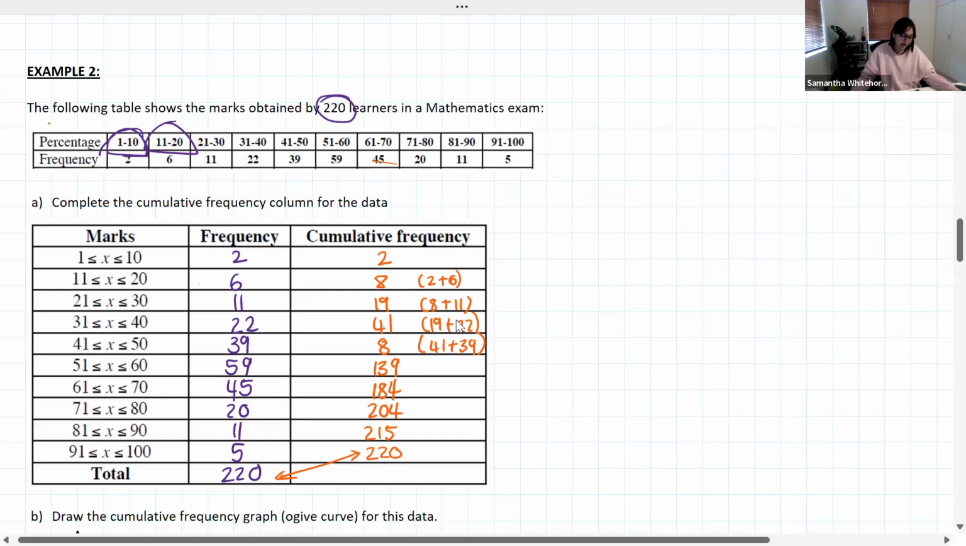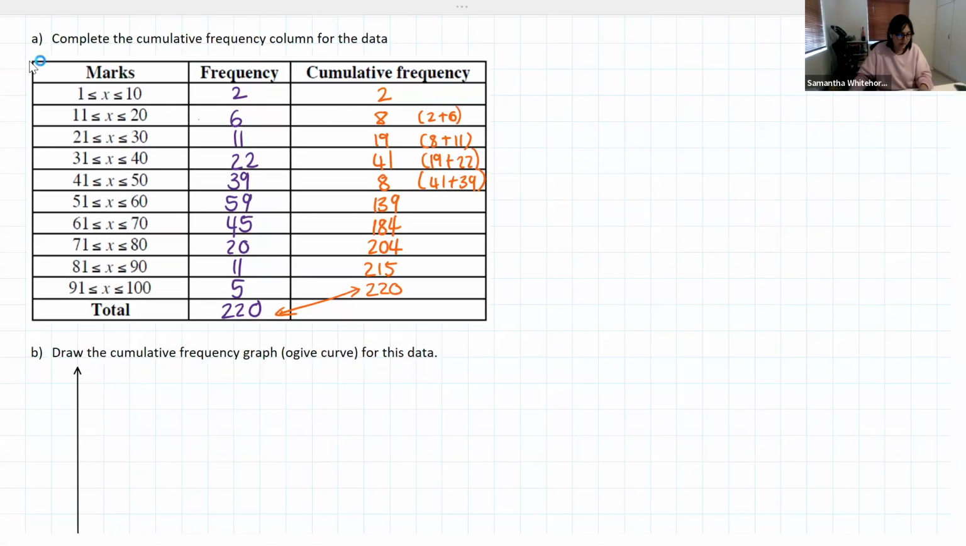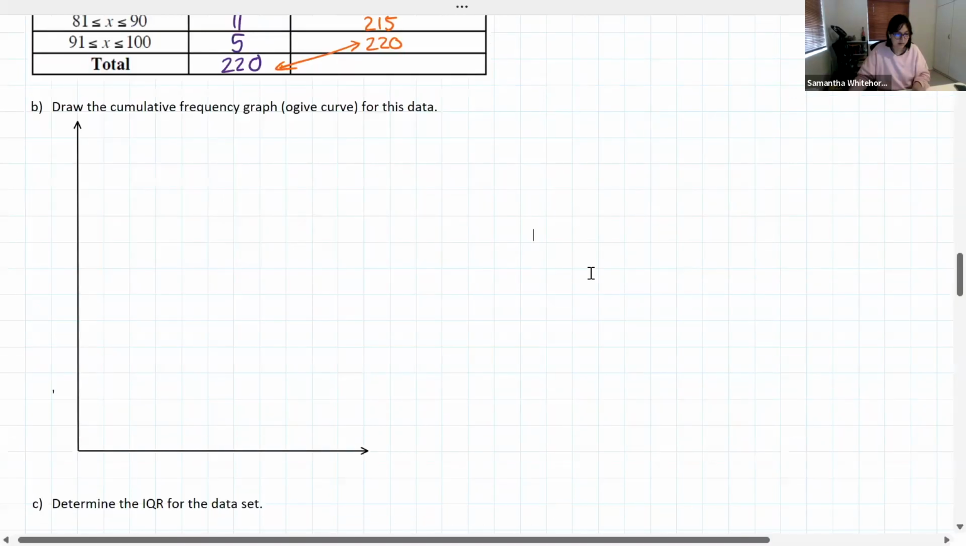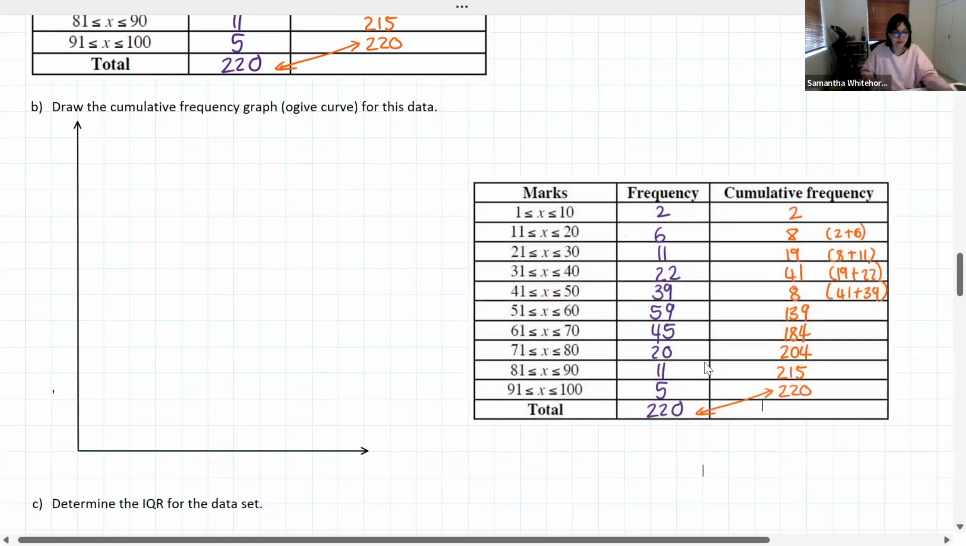Right, now that we have this though, we can go and draw an ogive. Now we are going to do that, but I'm going to need the data next to my ogive in order to do that. So let's just move this. Okay, so we've got our data there. We're going to draw an ogive.